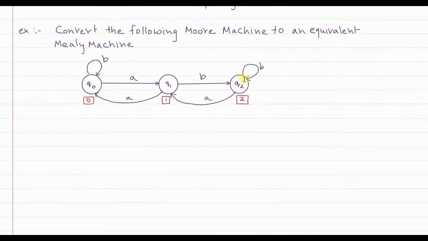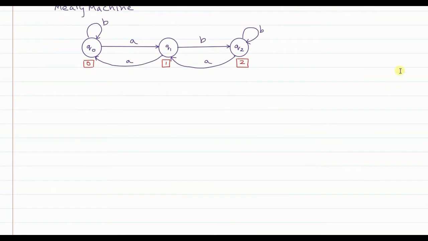Now here is an example. I'm asked to convert this particular Moore machine to an equivalent Mealy machine. So the formula to be remembered here is lambda of a particular current state comma the current input symbol is equal to lambda of del of qi comma ai. I'll be using this formula throughout.